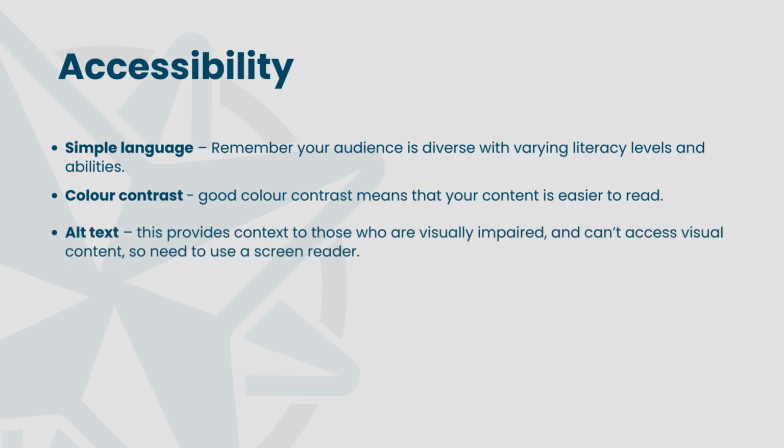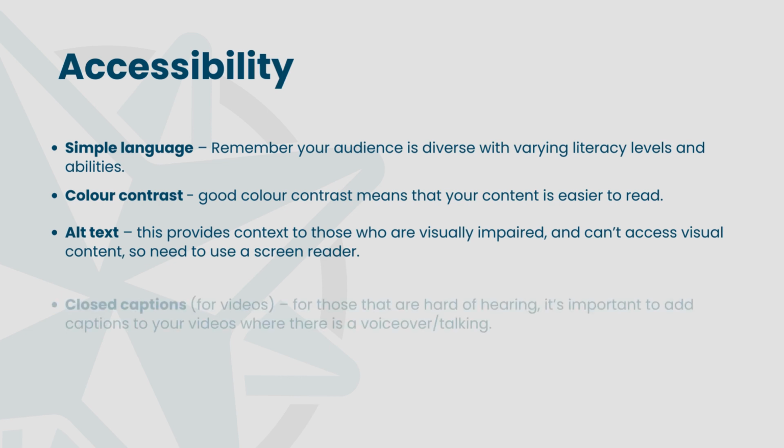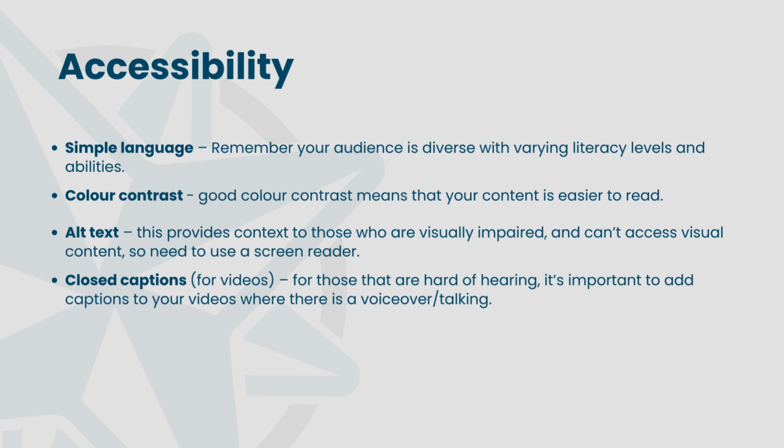Alt text can easily be added to images or videos when you're creating a post. You'll see it in the Edit Image function. Doing this provides useful context to those who are visually impaired. Closed captions or subtitles can also be added quite easily to video. There are several free apps and programs available, including Microsoft Clipchamp or CapCut.